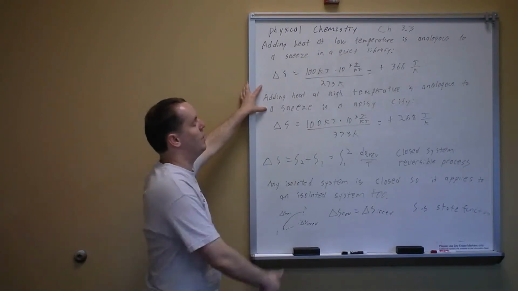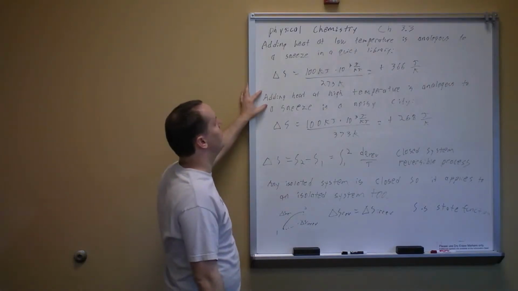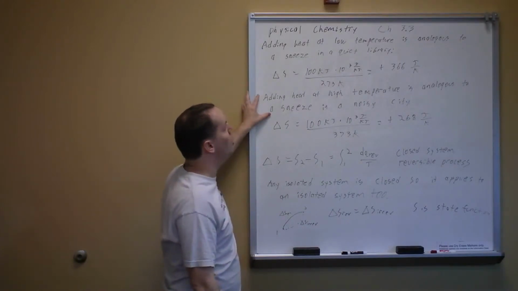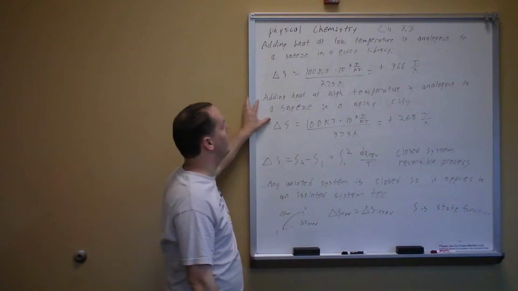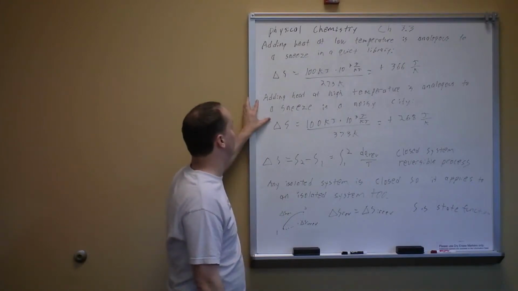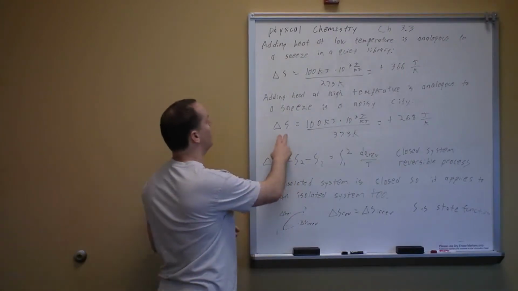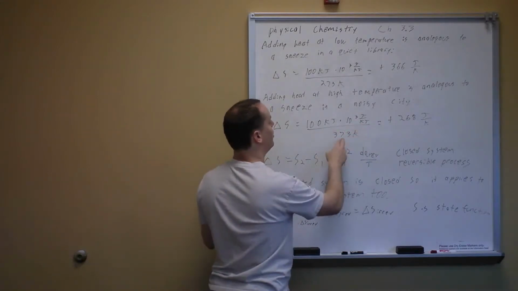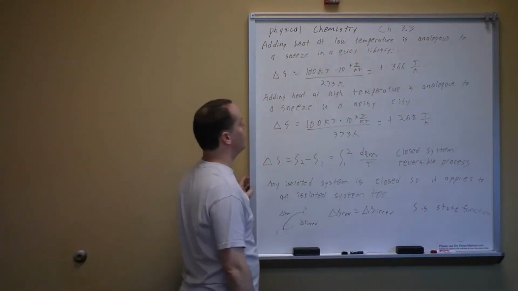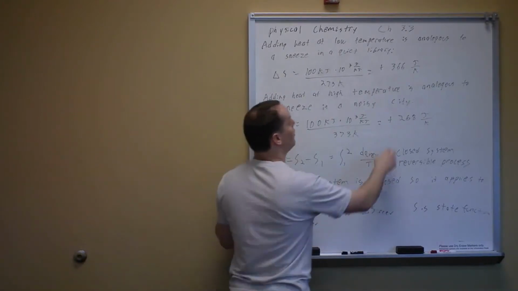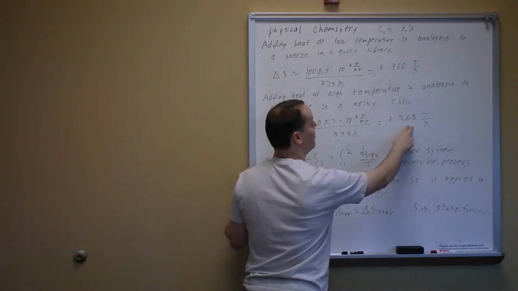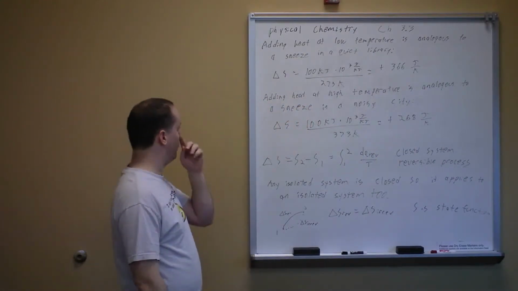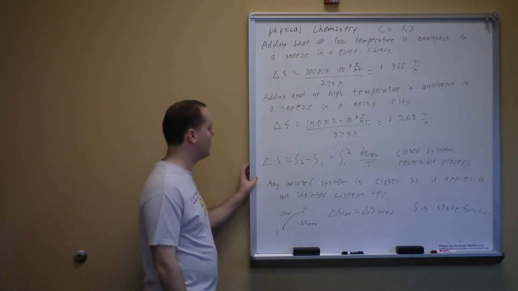Obviously it has to be positive because we're adding heat to the system, which increases entropy. Now adding heat at higher temperatures is more like a sneeze in a quiet city. It's not as noticeable. So we're going to calculate delta S again. It's still 100 kilojoules, still going to convert to joules, but this time we're going to use a higher temperature, 373 kelvins. Notice that we're going to get only positive 268 joules per Kelvin for the exact same amount of heat. And the difference is because we did it at higher temperature.